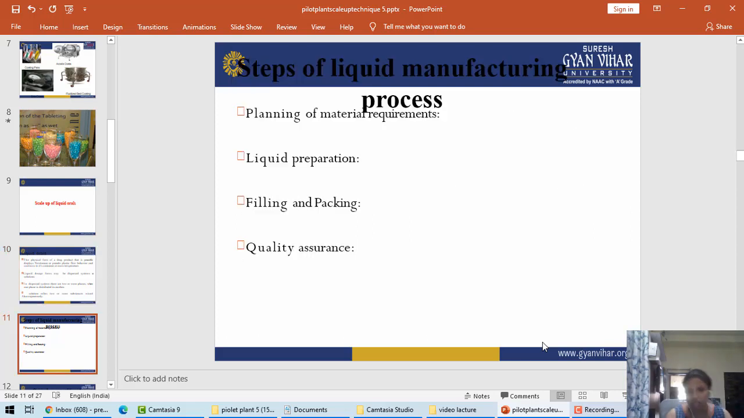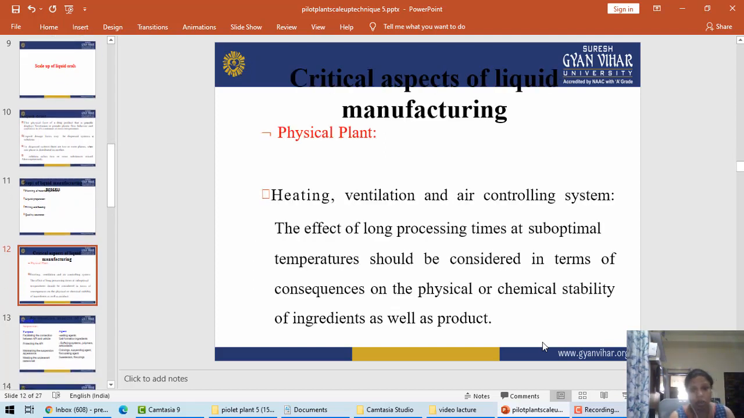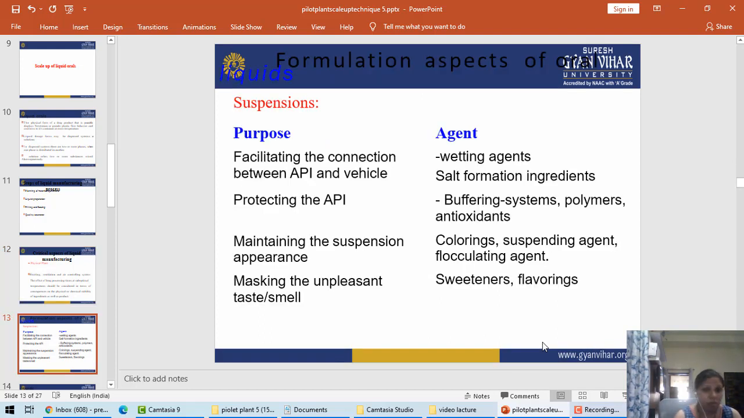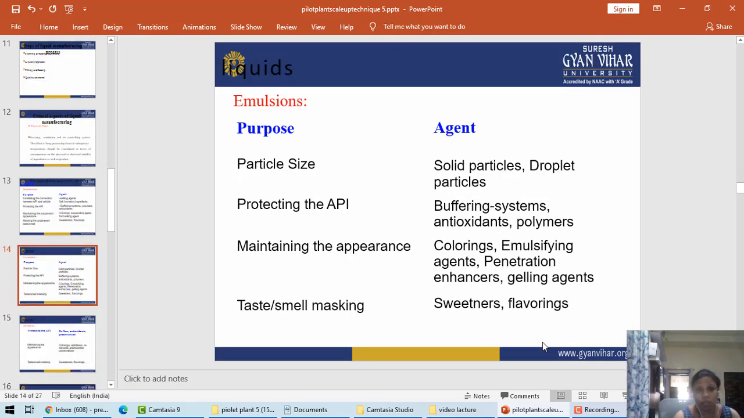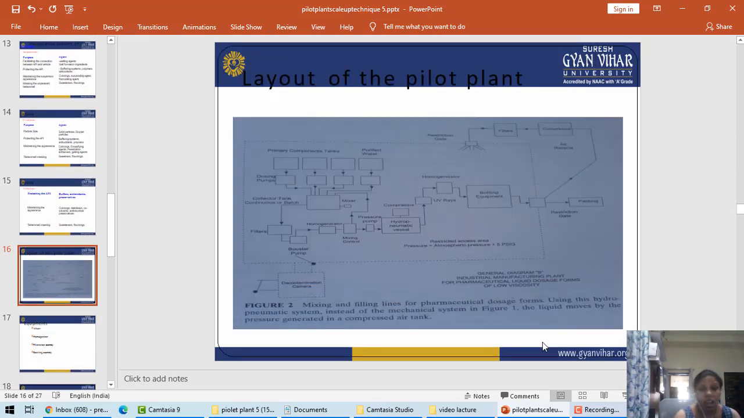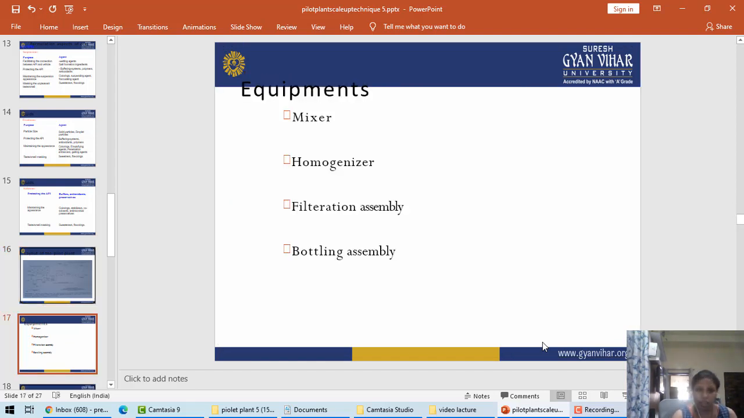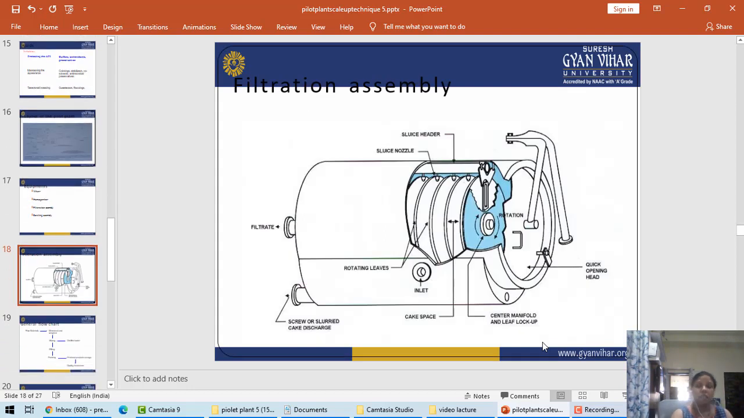We have discussed what is liquid oral, what types of liquid orals are there. We have discussed different steps in the liquid oral, like planning of material requirement, then liquid preparation, filling and packaging, and quality assurance. So we have discussed critical manufacturing steps like physical plant. We have discussed the formulation aspects related to suspension, emulsion and solutions. Other than that, we have also discussed the layout plan of the pilot plant. Then we have discussed different equipments used here, like mixer, homogenizer, filtration assembly and bottling assembly. We have discussed the filtration assembly in detail.